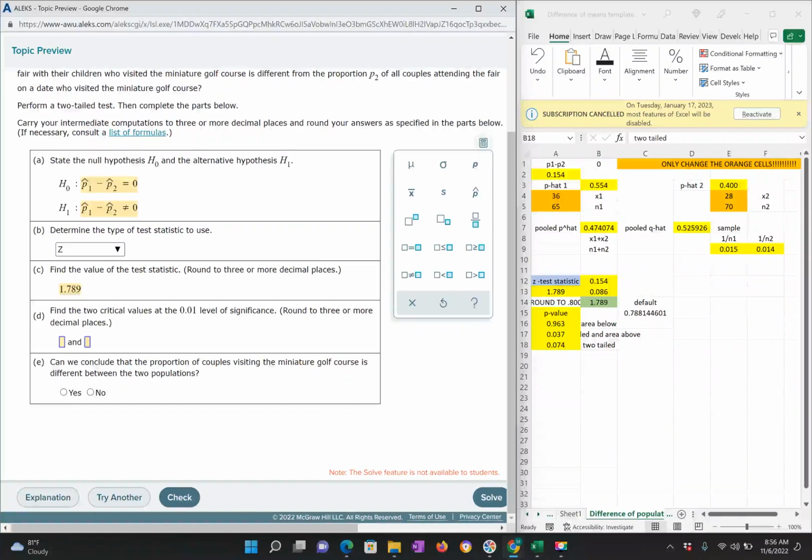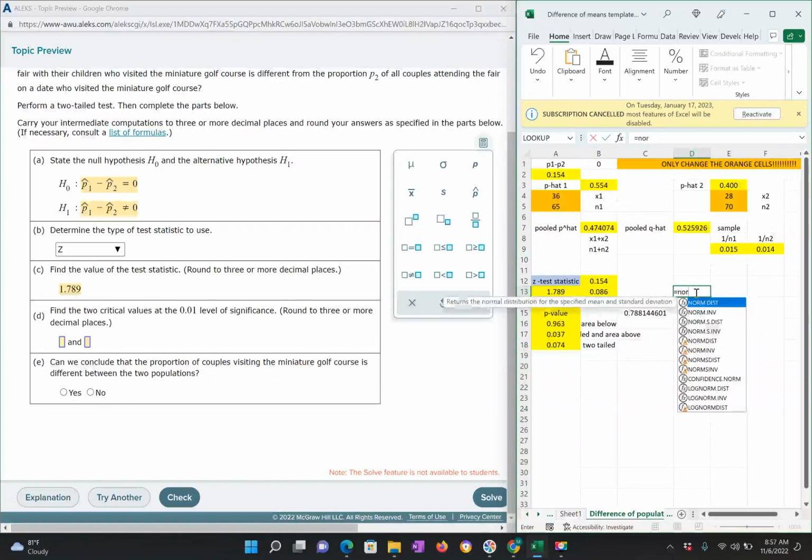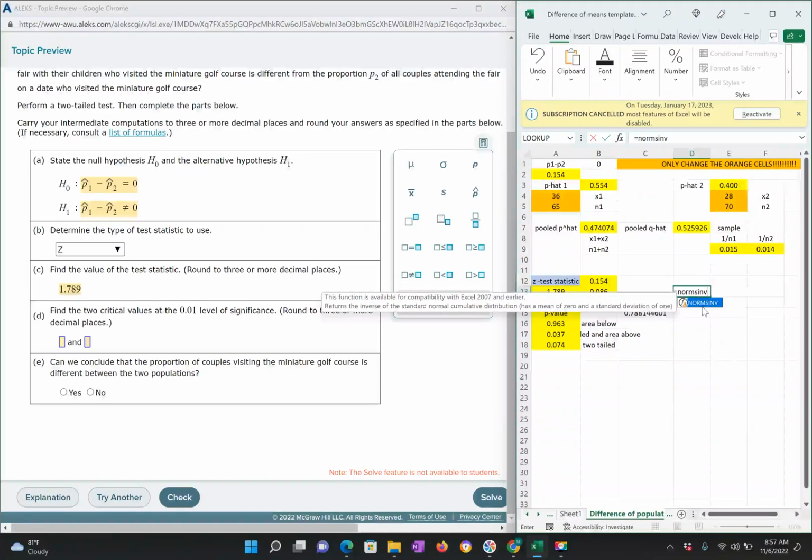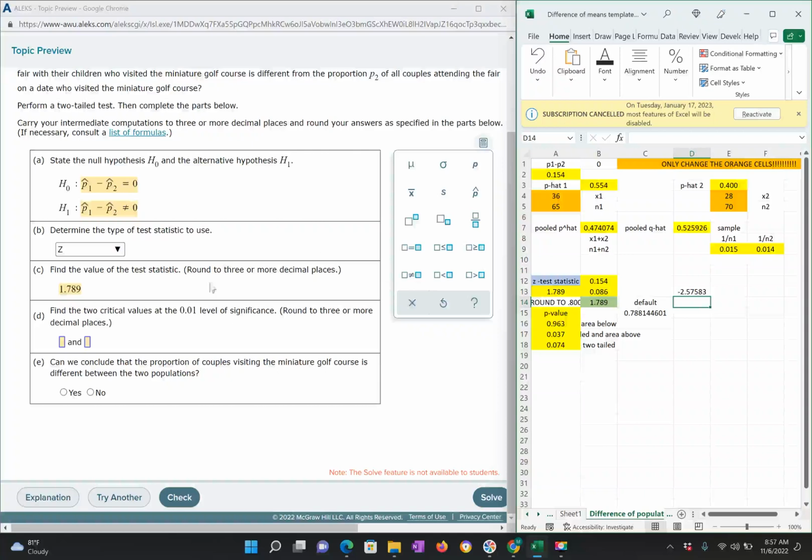And according to this, they're asking us for a critical value of 0.01. So technically, I'm going to say norm.s.inv. And I'm going to put in the low end 0.005 because that's half of 0.01. This is just a plus and minus of those two values. So I'm going to put in negative 2.576, and the upper side I'm going to do the positive 2.576.